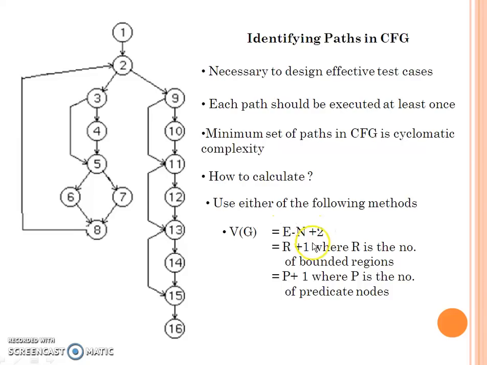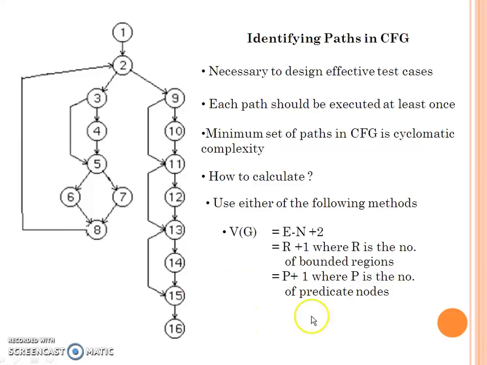Let us now recheck with the next formula, that is R plus 1, where R stands for number of bounded regions. This is one bounded region, this 9, 10 and 11, okay? And this again is another bounded region, and this again is another bounded region. So we have 3 bounded regions on this side. Similarly here we have one bounded region between 3, 4, 5. We have one between 5, 6, 7, 8. And we have one here for the while loop. So in total we have 1, 2, 3, 4, 5, 6, and plus 1 makes it 7. So we get the same value using the second formula as well.